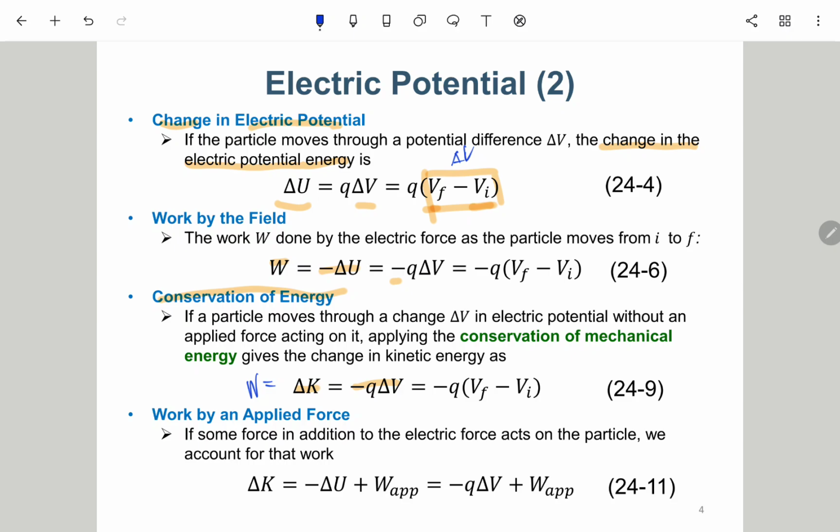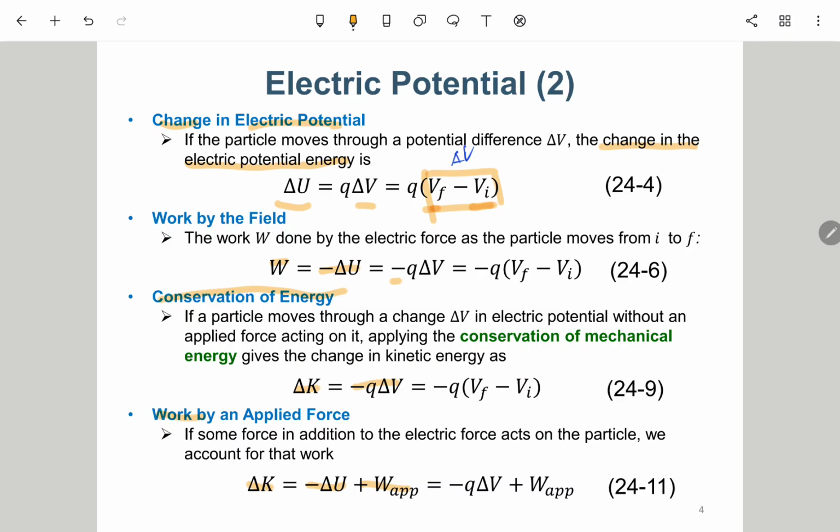Or maybe you are not doing any work. Then some of the kinetic energy changes into potential energy with a negative sign. So this is pretty much like this. And the last one is related to the work, which is delta K is negative delta U, but you apply some work to the system. So you add the work to the negative delta U, and that will be the delta K.